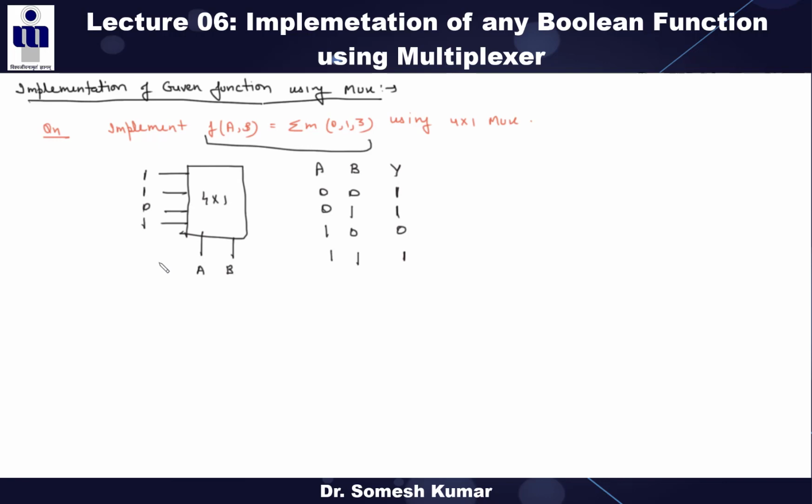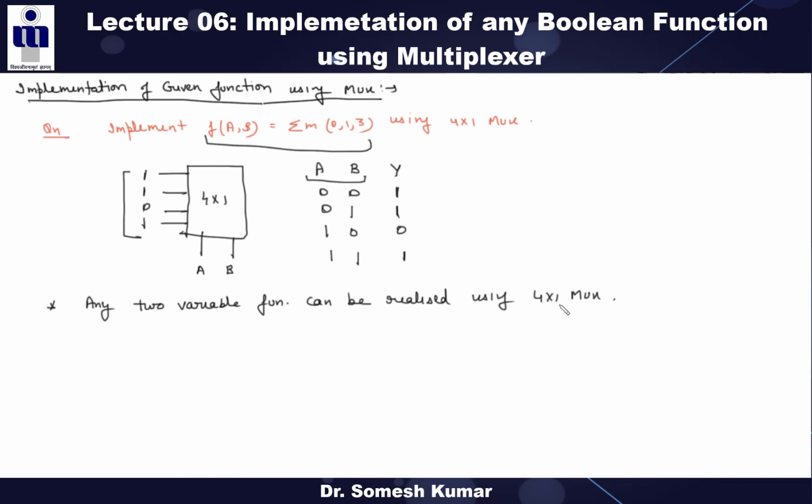What is the conclusion from here? The conclusion is that any two variable function can be realized using a 4:1 mux. See, for any two inputs there are only 4 possible combinations. It cannot be more than that. Whatever the output is, that acts as the input of the 4:1 mux, right? So the conclusion is fine. Any two variable function can be realized using a 4:1 mux. Agree with me or not?